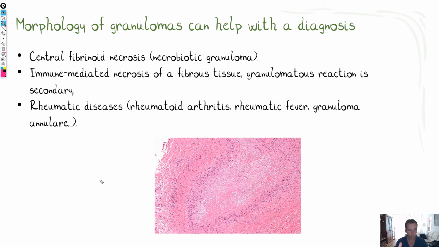So necrobiotic granuloma is immune-mediated necrosis of the fibrous tissue, which has the morphology of fibrinoid necrosis, with a granulomatous reaction on the periphery. And we call this necrobiotic granuloma. If you see this, it's usually some sort of systemic rheumatic disease, such as rheumatoid arthritis, rheumatic fever, and many others. It can also be seen in various immune-mediated skin diseases, such as granuloma annulare and many others. So if you see necrobiotic granuloma, it's usually some sort of immune-mediated non-infective process.